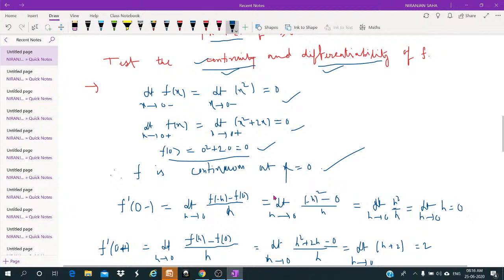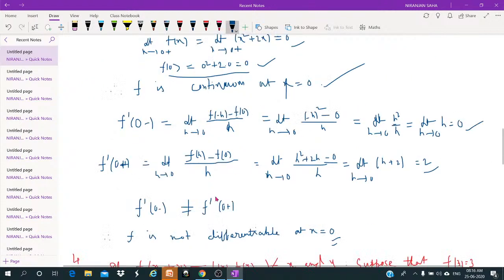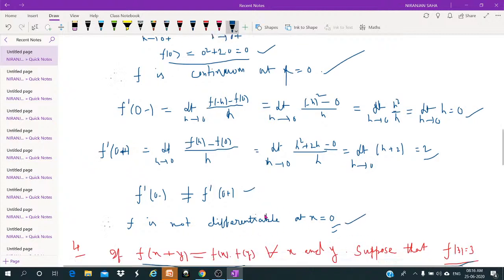But if you take the left hand derivative, you will get 0, but the right hand derivative you will get 2. So the left hand derivative and right hand derivative are not equal. So f is not differentiable at x equal to 0.